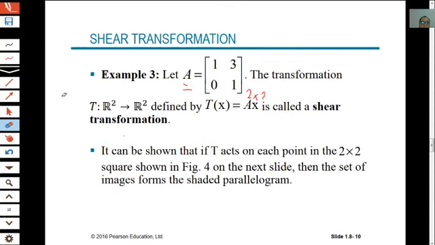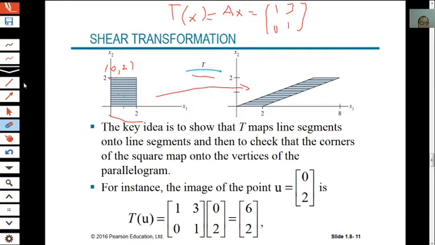The position vector will be in this form, and you see the direction and the length of this vector, which is equal to 2. And the terminal point will be the upper left corner point of the square. What is the image of this vector?